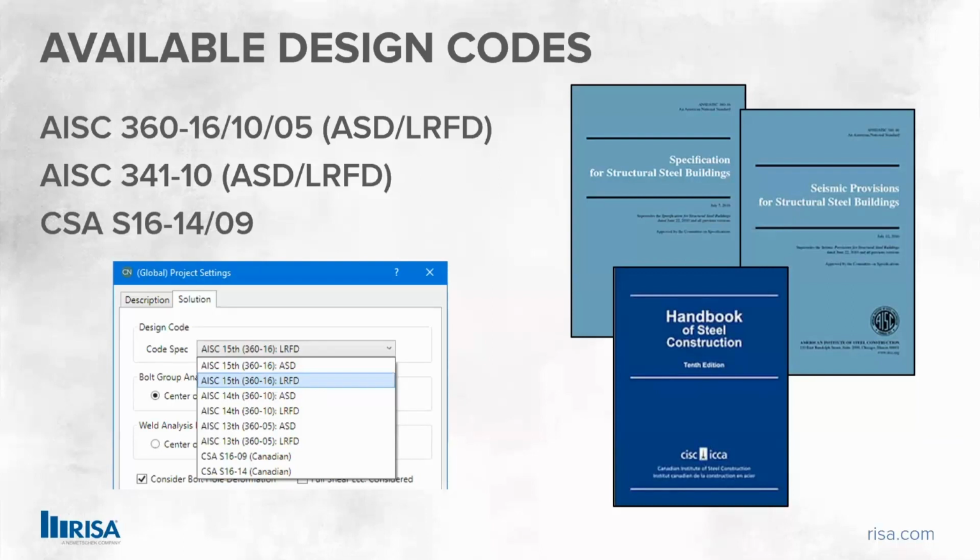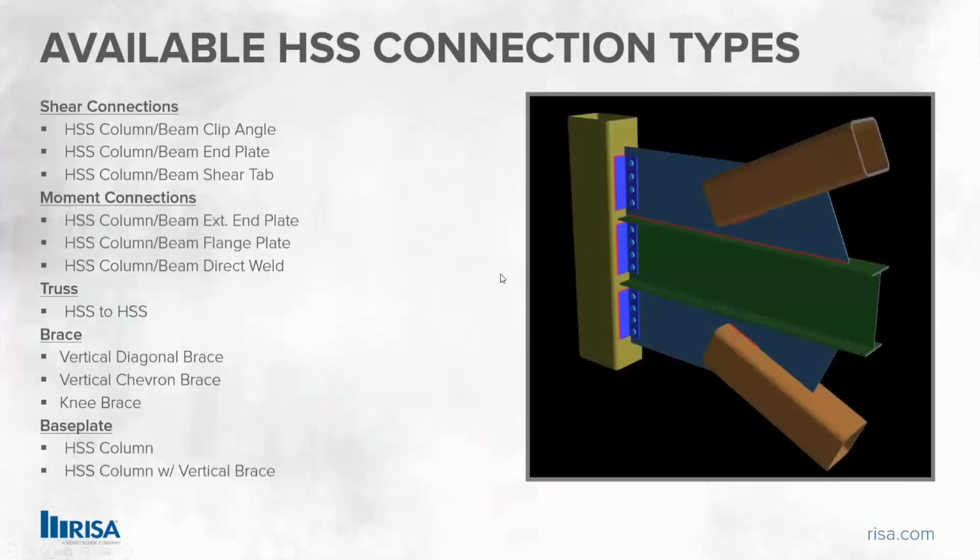And so just to start, available design codes that are available in RISAConnection for HSS considerations. We have the AISC 360-16, 10 and 05, both for ASD and LRFD. Also, we have the Canadian codes, both the 14th and the 09th edition. Here's just a simple list of the HSS connection types that we do include right now. And so most of it is for an HSS column. We're always looking to develop, always looking to add more functionality to RISAConnection and all our programs in RISA.